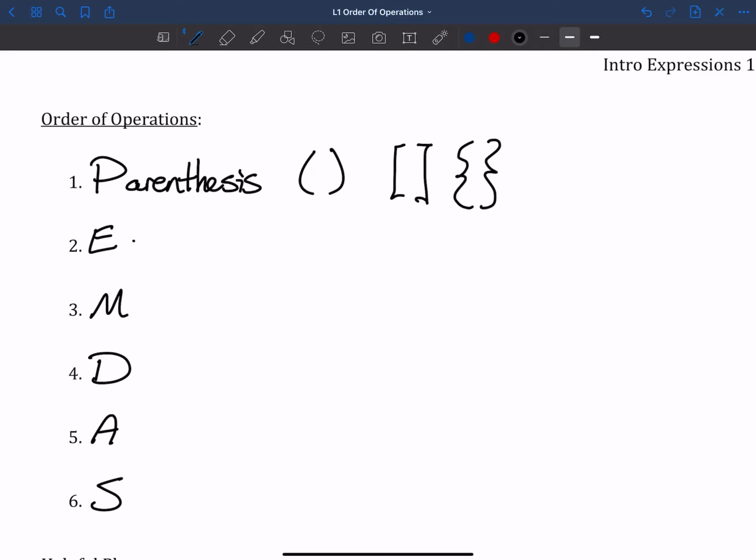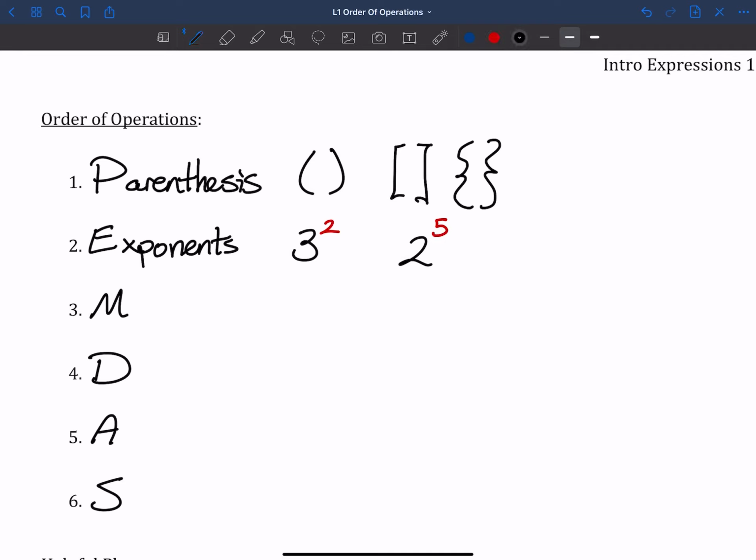The E stands for exponents. When we're talking about exponents, we're thinking about, if I have 3 squared, or 2 to the 5th, I want to take care of those exponents and simplify those before I keep moving along.